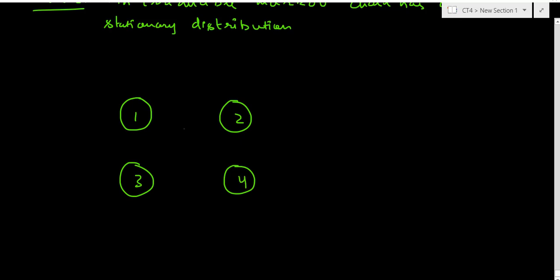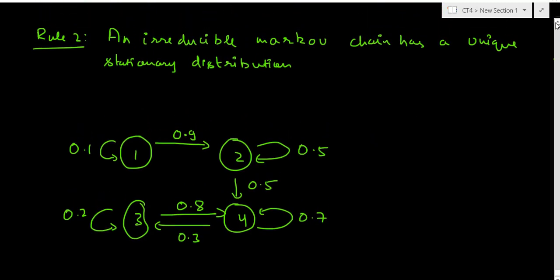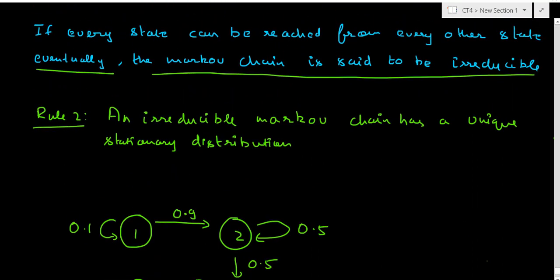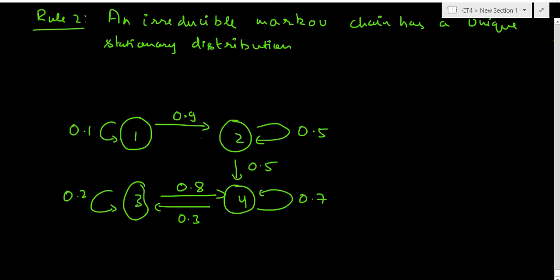Let's say a Markov chain has 4 states and the transition diagram looks somewhat like this. Okay, so let's say this is our Markov chain and we want to check whether it is irreducible or not. For a Markov chain to be irreducible, every state should be connected to every other state. So I should be able to go from every state to every other state.